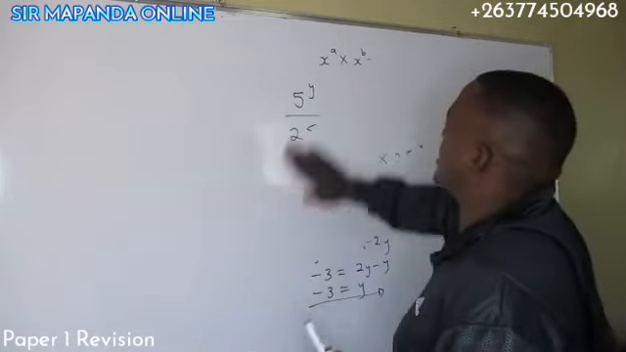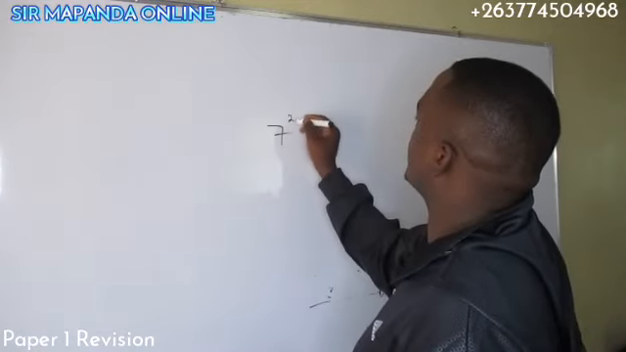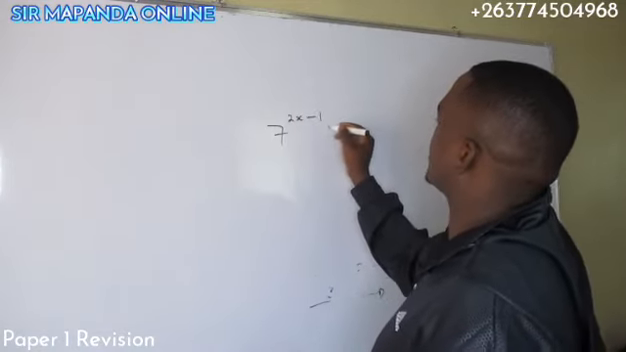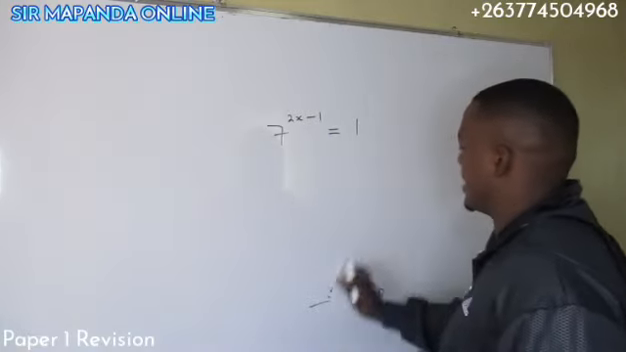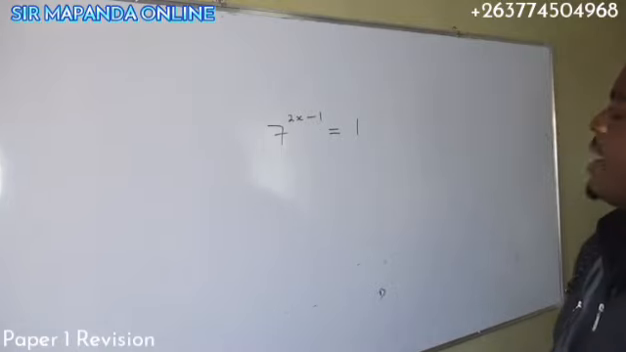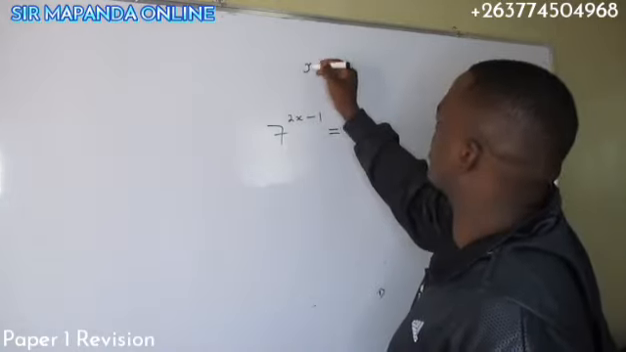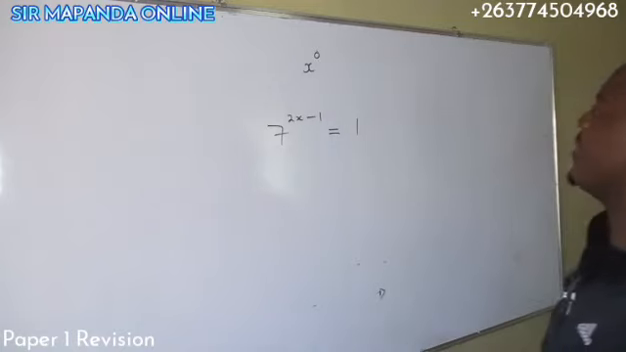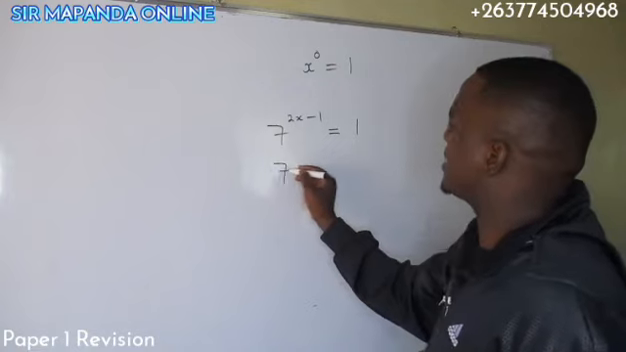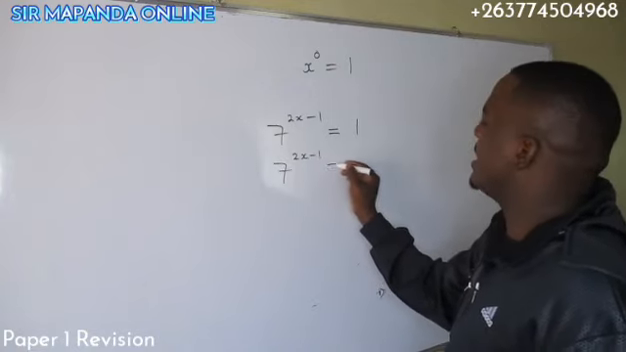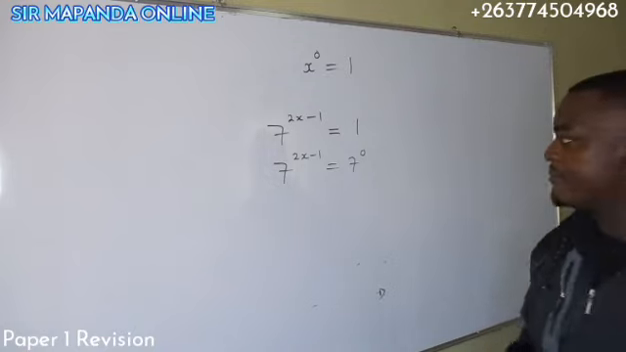You can also have a scenario whereby you have 7 to the power of 2x minus 1 is equal to 1, something like this, and they want you to solve for x. So remember, according to the laws of indices, any number raised to the power of 0 is equal to 1. So you can create the same base both sides by writing 7 to the power of 0 on the right side.